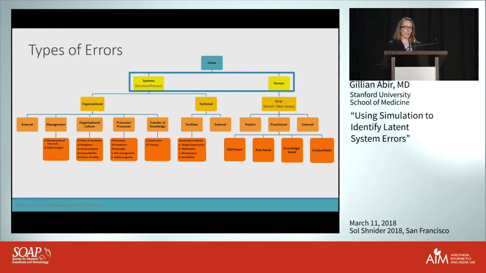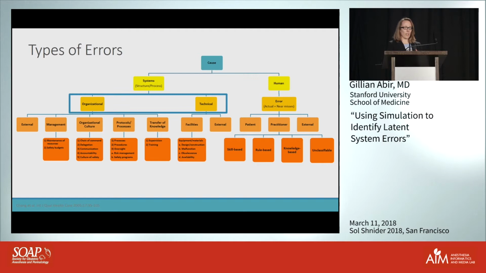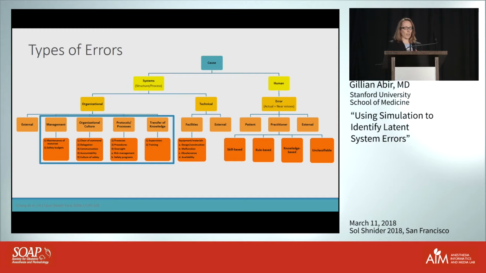So errors can be caused by systems or human errors. So human errors is a whole different lecture in itself, which we don't have time to discuss today. But in terms of system errors, these are either organizational or technical. And further down the line, these can be divided into different categories, such as, like I mentioned before, defects in the actual organization that we work in, defects in leadership and management, which can lead to system errors, and not following protocols and peer-reviewed guidelines, things like that can lead to system errors, and also lack of knowledge, lack of how to tackle certain situations can lead to system errors.